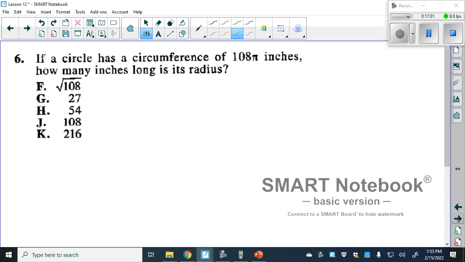Because if we know the circumference, we can divide it by... Well, actually, let's do this here. Circumference is 108 pi is what it told us. And how many inches is its radius? Well, circumference is equal to what? 2 pi r. Now, looking at this here, what do both of these have? They already have pi, yes?